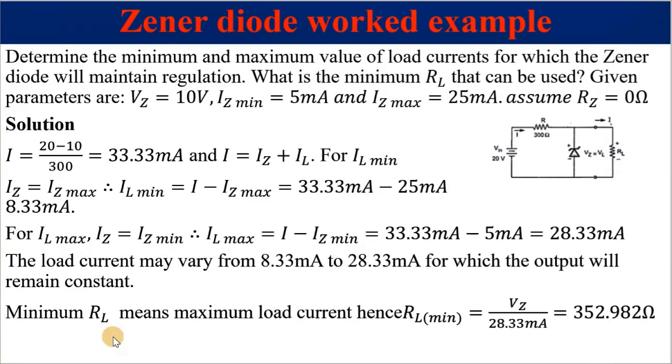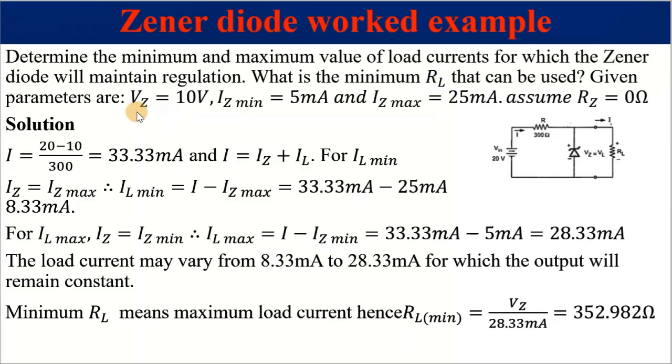Now, our load is varying, and we still want to maintain the output voltage constant because this output voltage is the one that is fed to our laptops, to our smartphones, to our television. So we don't want it to vary, or else our devices are going to be damaged. So what is the question? Determine the minimum and maximum value of load currents for which the Zener diode will maintain the regulation, which means we must determine the minimum and maximum load currents, and we also must find minimum load resistance.